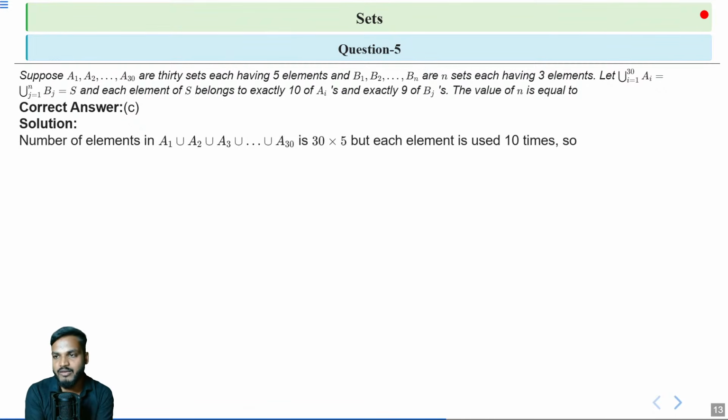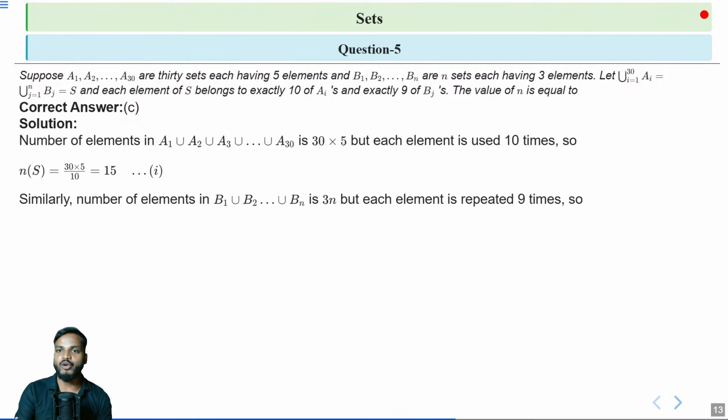So if we take the union and count the cardinality of the union, we count one element 10 times. Each element is used 10 times. So the cardinality of the union is 30 into 5 by 10, that is 15.